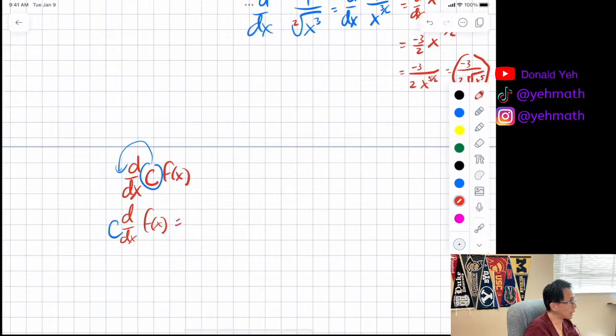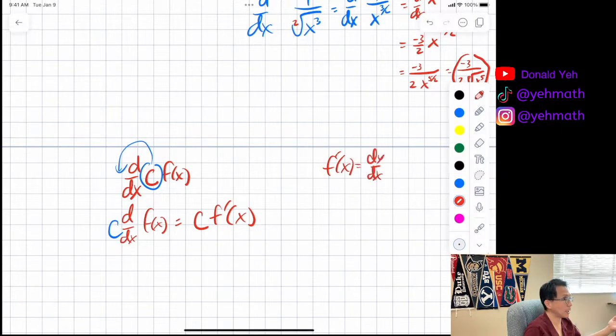So now I just have to take a derivative of f of x. If I take a derivative of f of x, that becomes f prime of x. That's just a notation difference. This is the first time you see the notation with a prime. That also means dy/dx. So f prime of x is equal to dy/dx. They are the same thing.